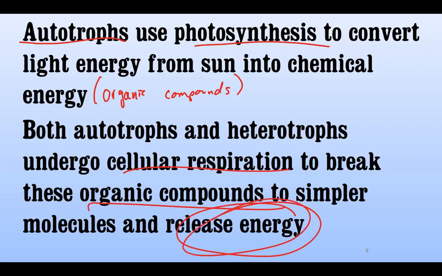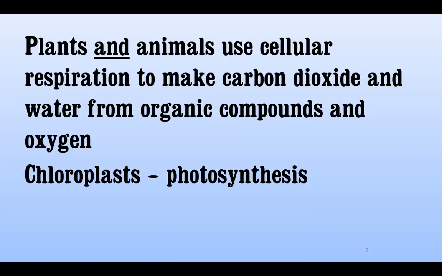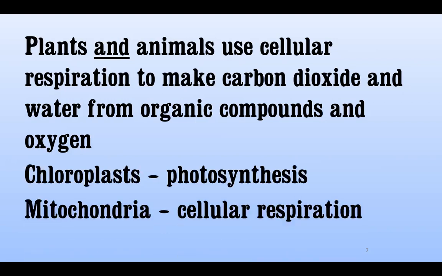Okay, so that's how overall both processes are used. Autotrophs, just because they use photosynthesis to make food, doesn't mean that they don't need respiration to get the energy out of that food. That's the whole point. So autotrophs have to do both. That's why plant cells have both chloroplasts and mitochondria. Plants and animals use cellular respiration to make carbon dioxide and water from organic compounds and oxygen. Chloroplasts are where photosynthesis occurs, and the mitochondria is where cellular respiration occurs.